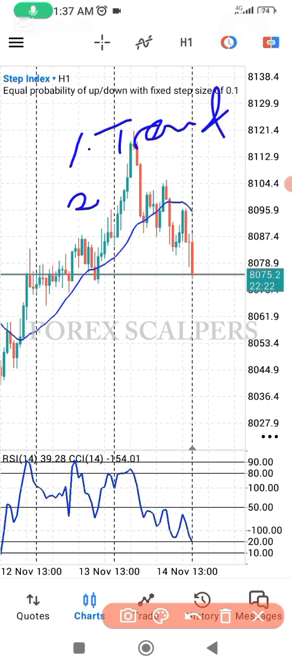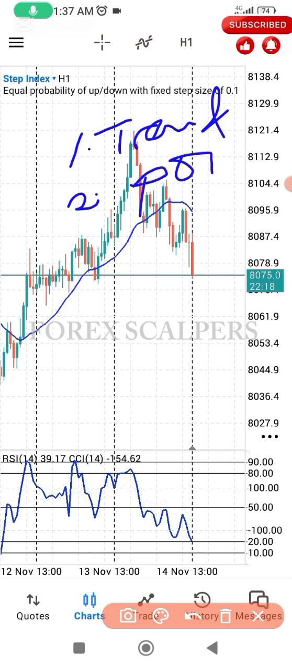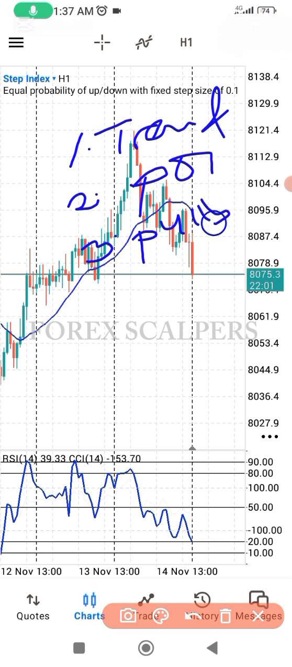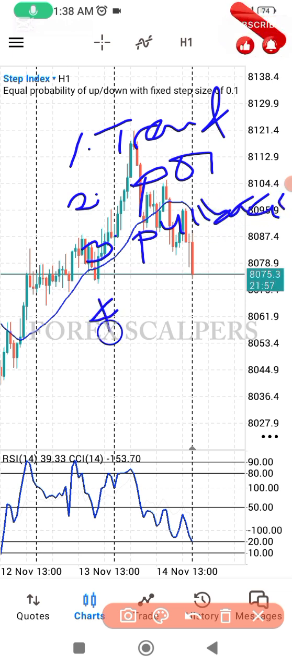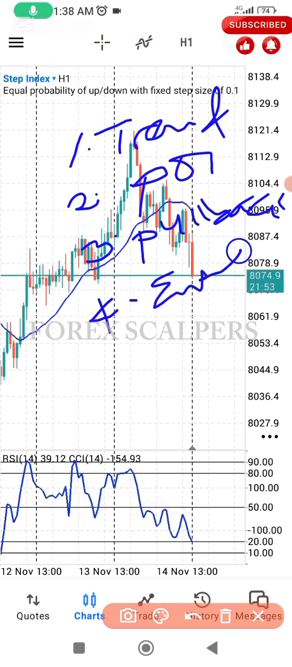Then number 2, you need to have considered your POI. Your POI is point of interest. That is the zone you want price to pull back to before you make your trade entry. Then the third thing you need to have considered is that you wait for a pullback. So you should be able to wait for price to pull back to that POI that you have considered. And then the fourth thing is that you need entry confirmation.